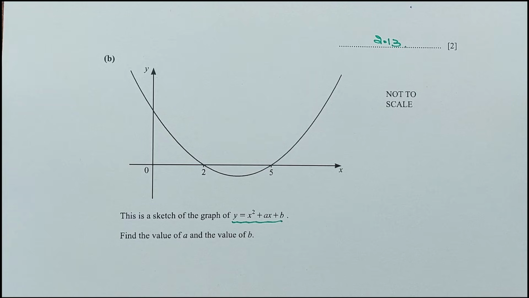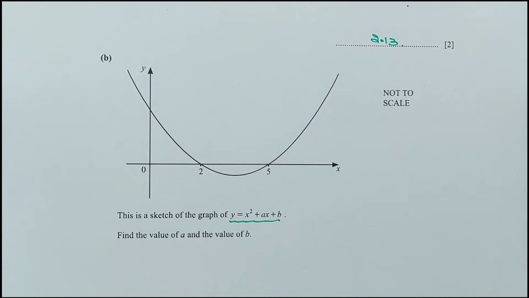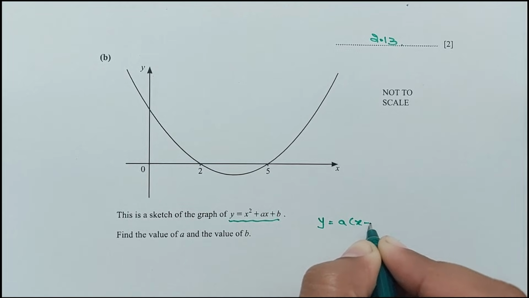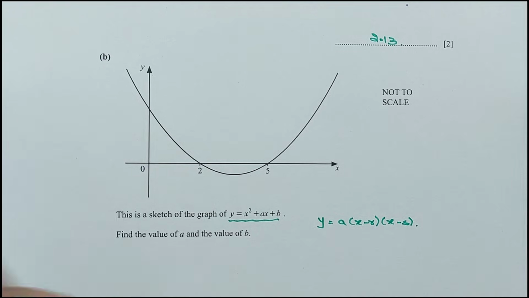Find the value of a and the value of b. Right. So we have given the two zeros. So here we have to use the factored form of a quadratic equation, which is y equals a, x minus r, and x minus s. R and s are the two zeros, right? So here a is the coefficient of x square, which is 1, x minus 2 is the 0 and x minus 5 is the 0. Zeros are basically the x-intercepts, right?